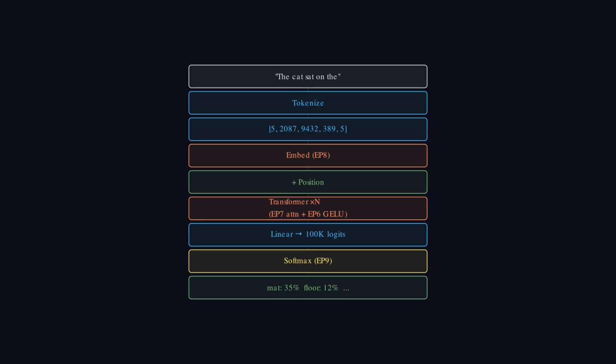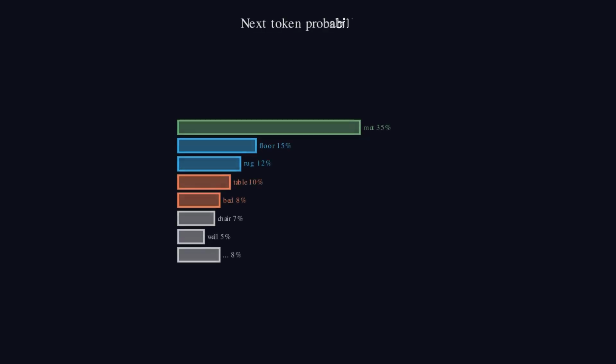Step 5. The final hidden state of the last token passes through a linear layer, producing 100,000 logits, 1 per token in the vocabulary. Step 6. Softmax from episode 9 converts logits to probabilities. The highest probability token might be mat at 35%. The model has a probability distribution over 100,000 tokens.